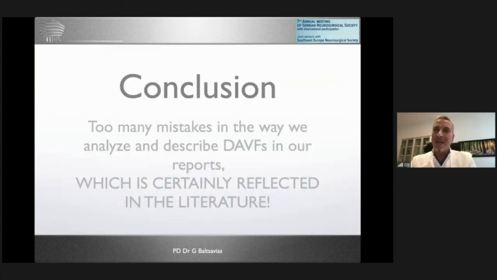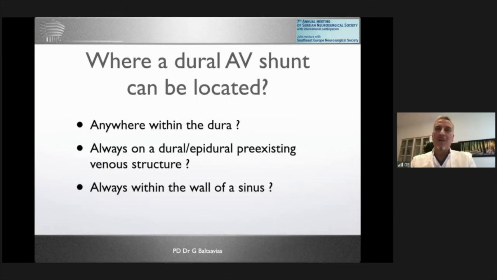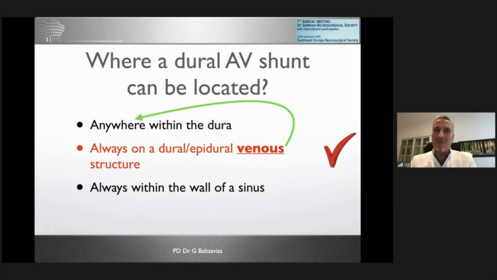Conclusion, too many mistakes in the way we analyze and describe dural fistula in our reports, which is certainly reflected in the literature. Now, let's move to this quick quiz. Where can a dura shunt be located? Anywhere in the dura, always in the pre-existing venous structures, or within the wall of the sinus? Certainly, the last answer is wrong. The second is the correct, and this vein structure can be a sinus, can be an emissary vein, can be a bridging vein. And this bridging vein can be found theoretically anywhere in the dura, more often, however, near the sinuses.